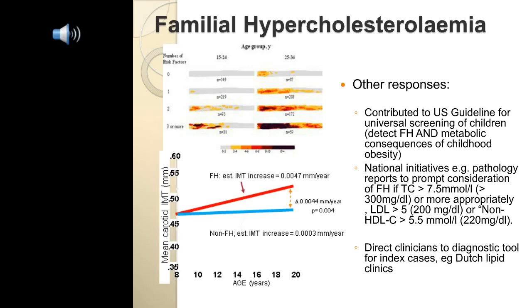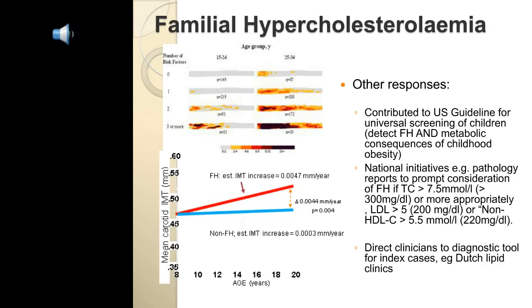And so the US has actually approached this by having an alternative strategy. In the US the guidelines are for universal screening of children, and I'm not sure if it's widely appreciated, but the strategy here was particularly to address not only the metabolic consequences of childhood obesity, which is such a problem, but also as a widespread method for trying to detect children with FH and bring them into management in a timely fashion.